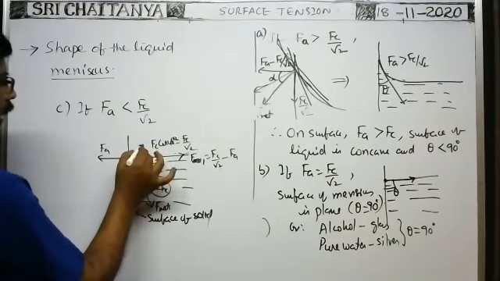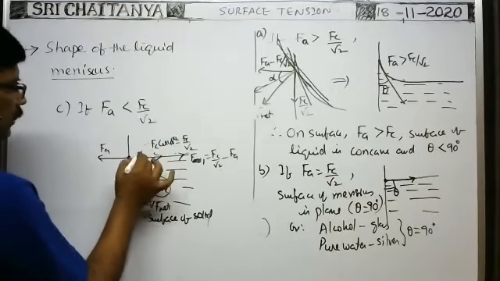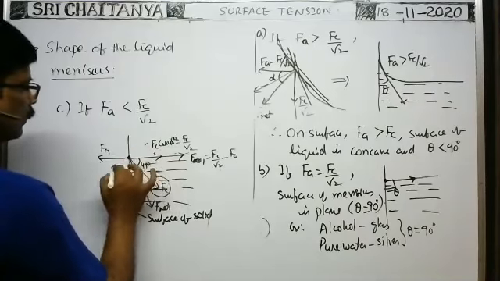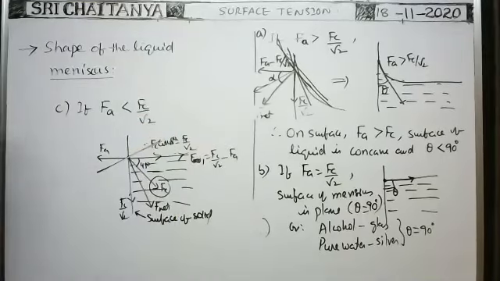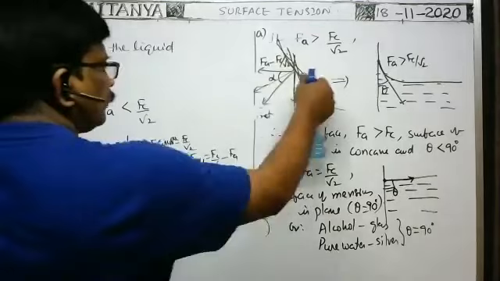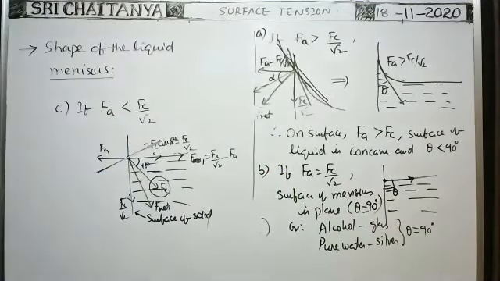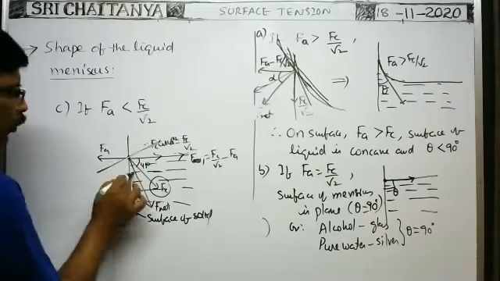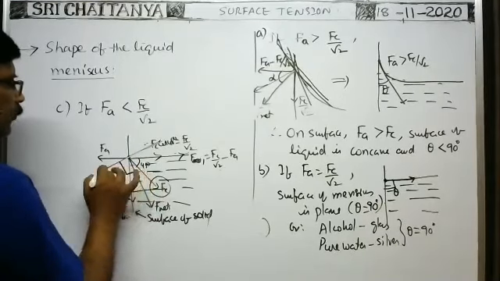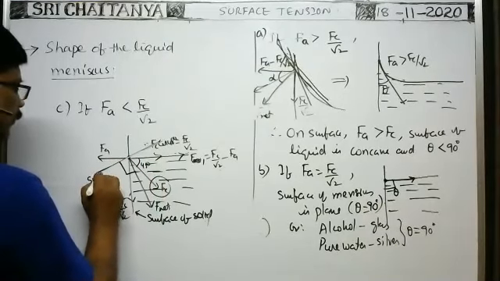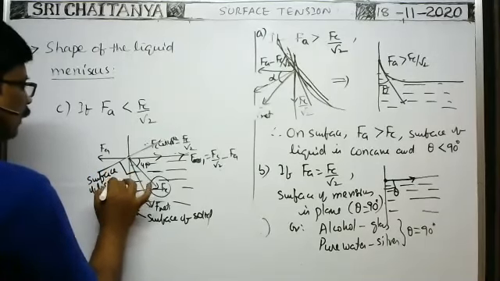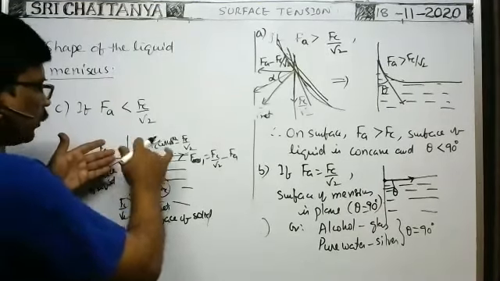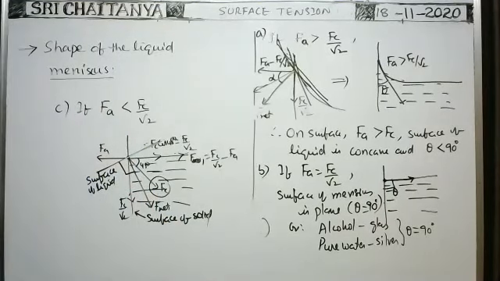Perpendicular to this net force, you draw a tangent. Perpendicular to this, you draw a plane, which is the surface of the liquid at this point. That means the liquid surface is like this. At this point, as the net force is in this direction, the liquid surface is perpendicular to the net force. Surface of liquid. Now I will draw the positions of the different molecules on the surface of the liquid in this case.